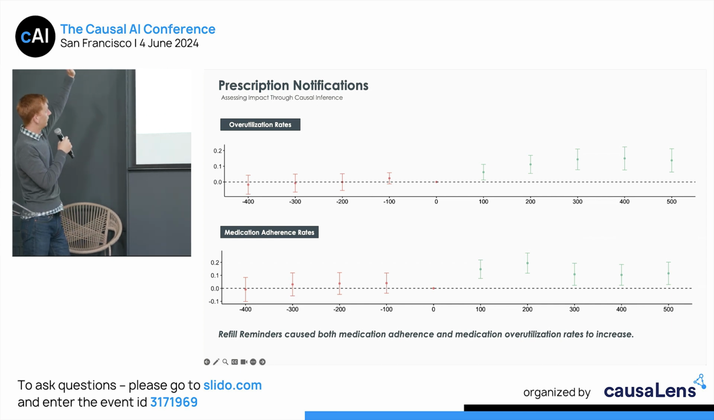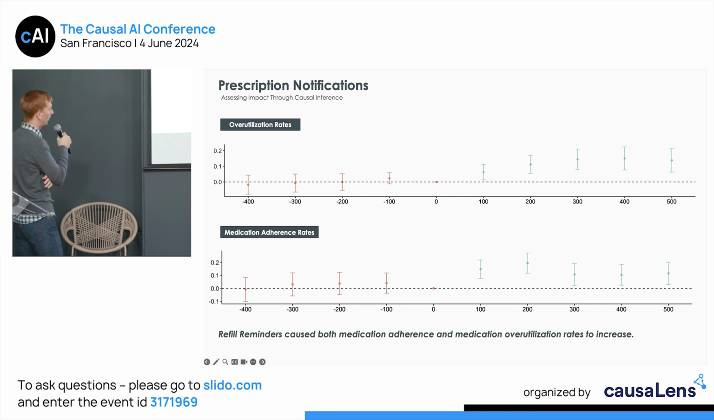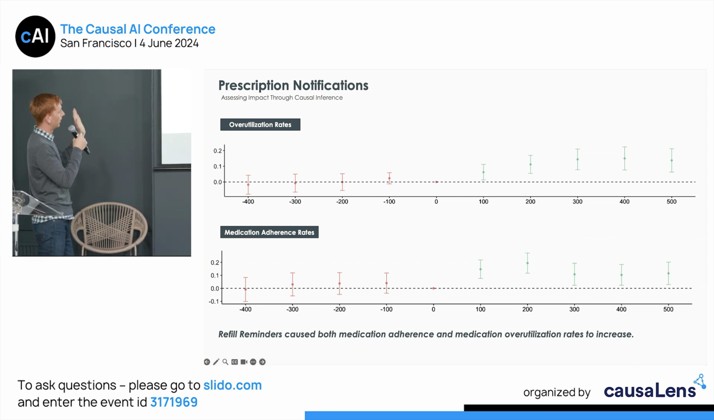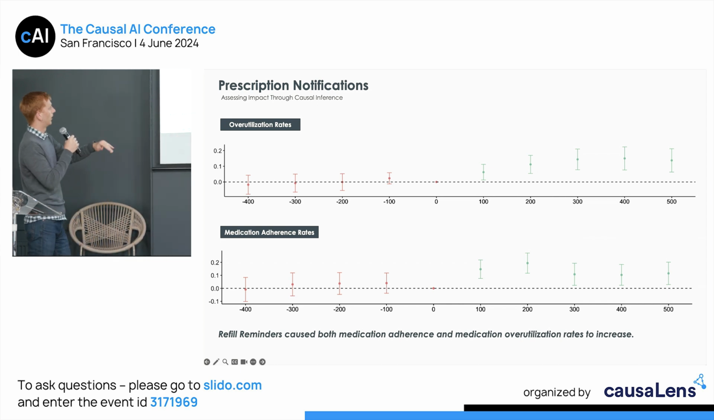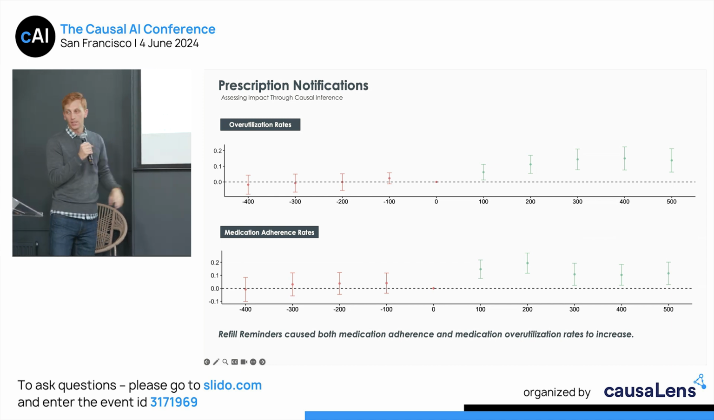On the top we have overutilization, and on the bottom plot we have medication adherence. You can see that for both of these metrics, the parallel trends, the pre-treatment trends, are all within 0, and then as soon as the rollout happens, both of these metrics kick up. Adherence is pretty immediate, as you expect given how that's constructed, whereas overutilization takes a little bit more time.